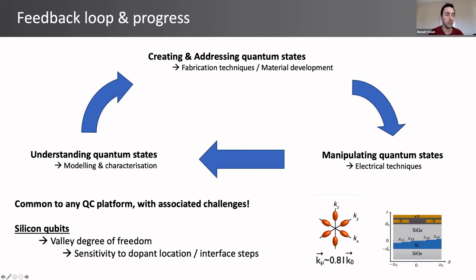For quantum dots, there's also a valley degree of freedom that's very important. And the challenge there is to control what's happening at the interface between different materials, for example, here between silicon and silicon germanium, with a possible presence of interface steps which can disrupt the valley degree of freedom and disrupt control of the valley splitting between the ground state and the first excited state.